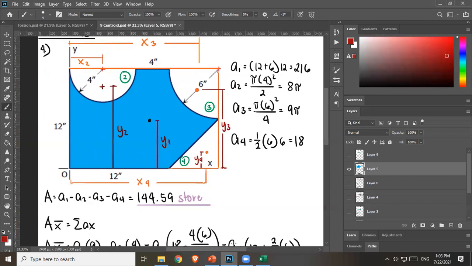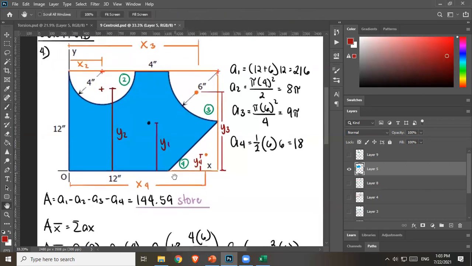Next, compute for the total area. So it's A1 minus all your empty spaces. So minus A2, A3, and A4. You'll get 144.59, which again, you should store in your calculator. Okay, next.